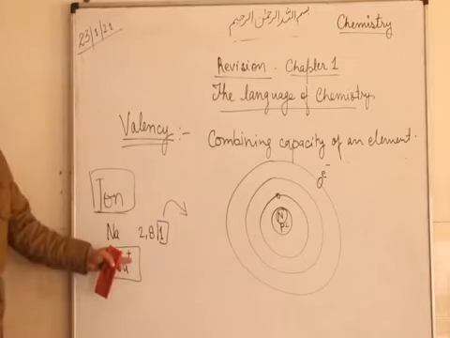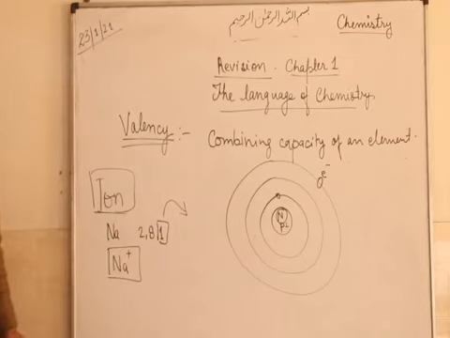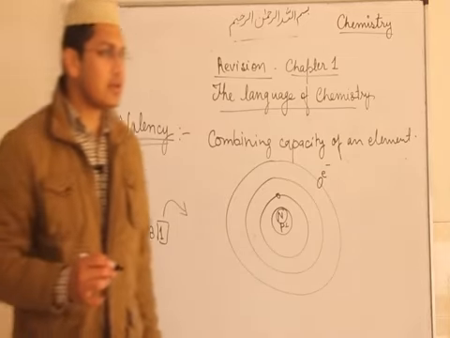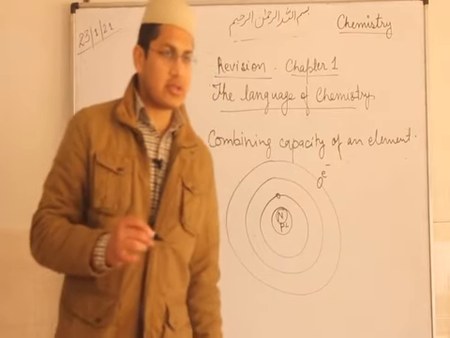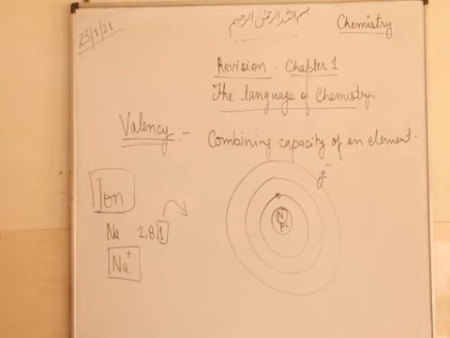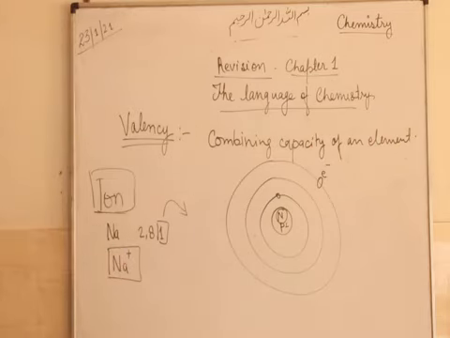Do you know why there is a positive charge on it? Yes, the number of protons. The number of protons will be 11 and electrons will be 10, so there will be one positive charge. You understood?